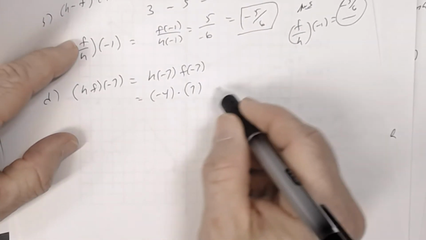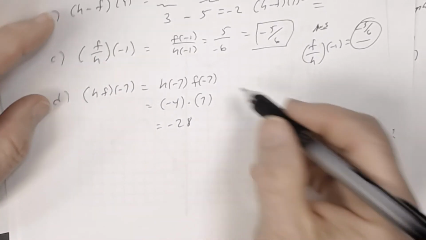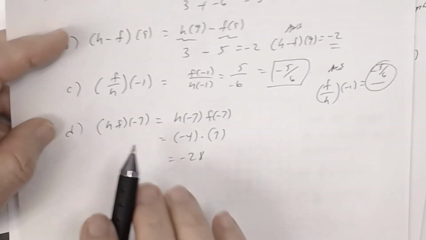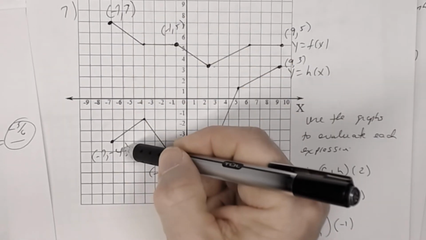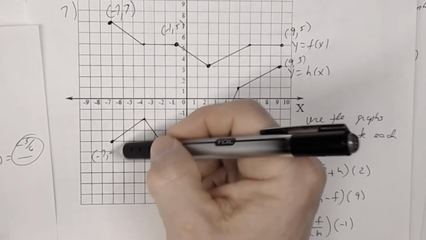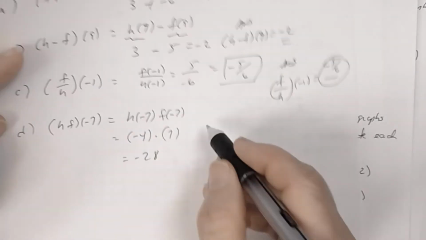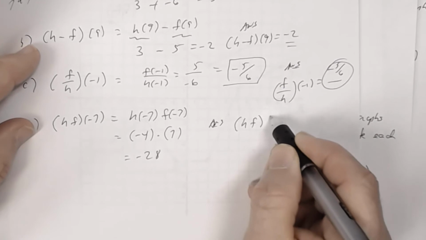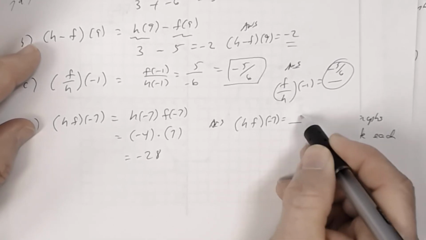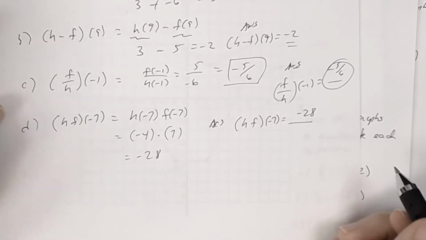And so negative 4 times 7 is negative 28. And so what I found is that if I take those two y values, 7 and negative 4, when x is negative 7, and I multiply them, I get negative 28. So your answer you're going to say is that h times f at negative 7 equals negative 28. Okay? All right, so that was number 7.